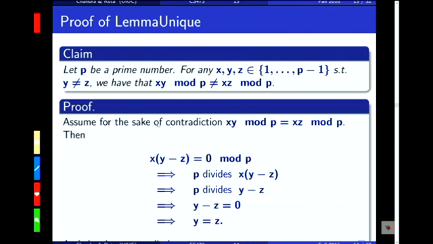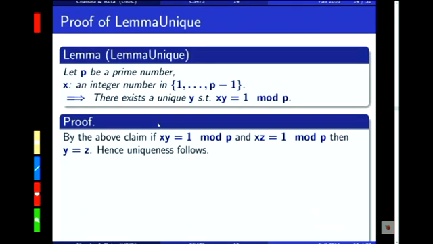Now, using this, first thing we can say is that there cannot be two numbers, say y and z, such that xy equals 1 mod p and xz equals 1 mod p. Right? Because we just said when y is not equal to z, if this happens, then y has to be equal to z. This is what we've just proved.